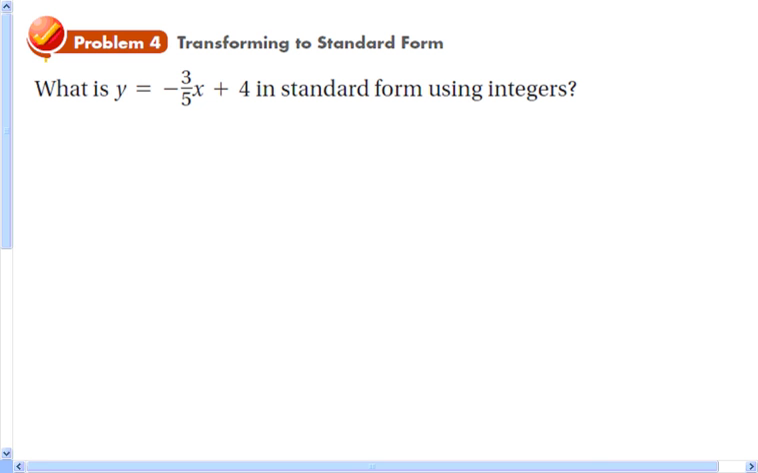All right. Putting an equation in standard form using integers. Standard form looks like this, where you have something times x plus something times y equals constant. It says we want to use integers, so that means that my a and my b and my c, I want all those to be integers.